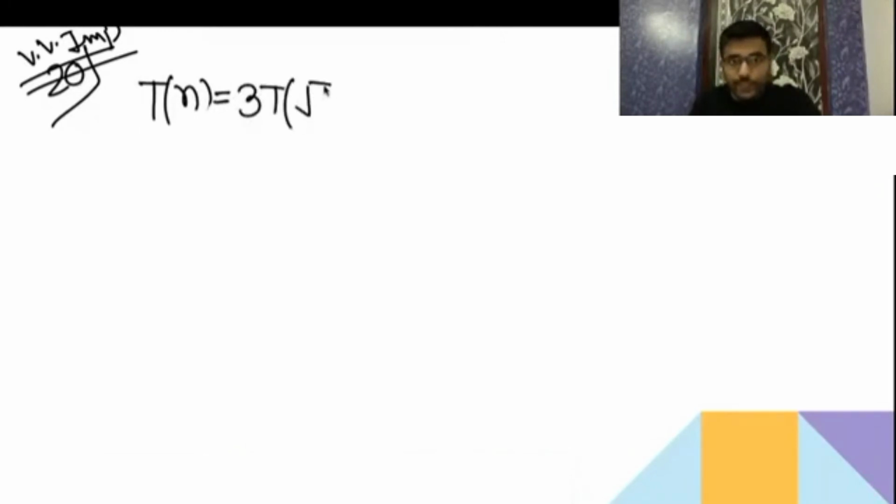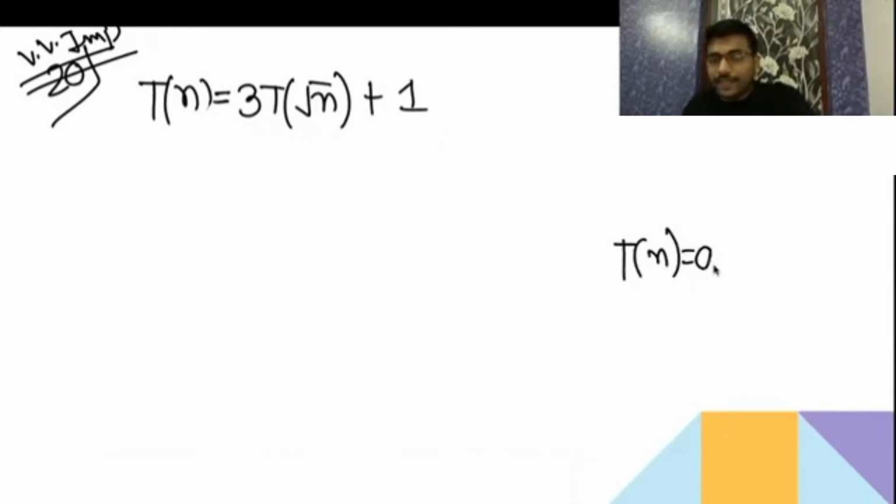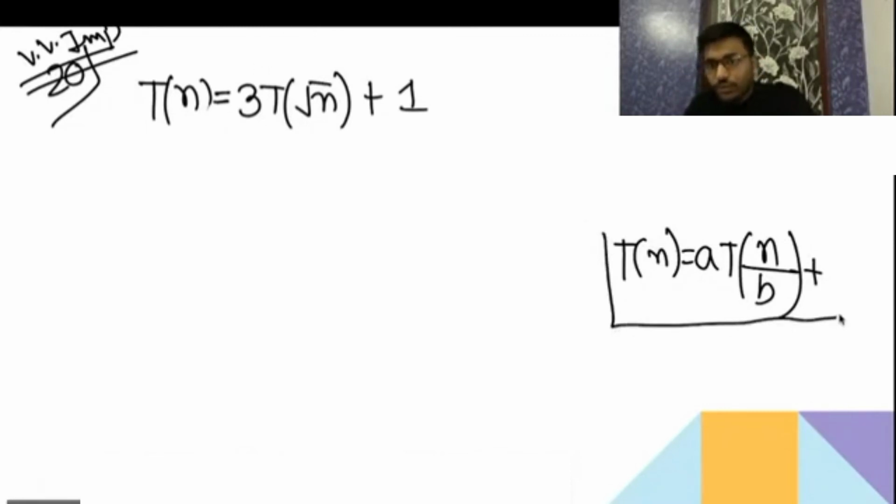3T(root n) + 1. Now here our master theorem is saying that the equation should be T(n) = aT(n/b) plus theta(n^k log^p n). It should be in this way, but here it is in root n. So what we have to do is first convert this equation into this form.